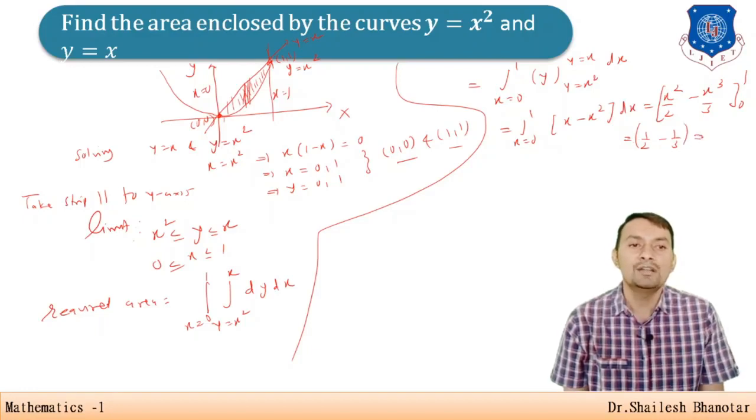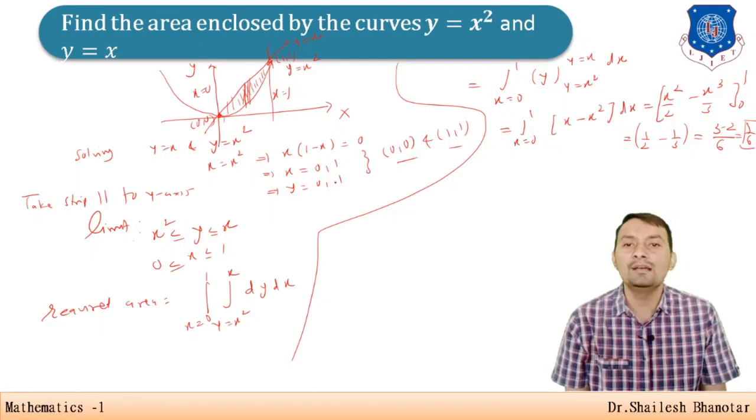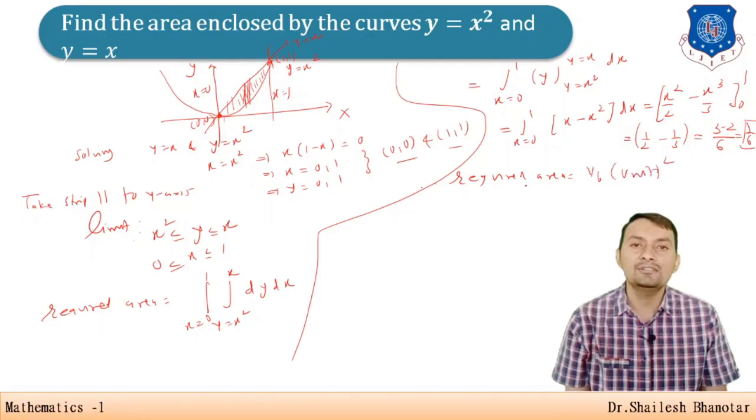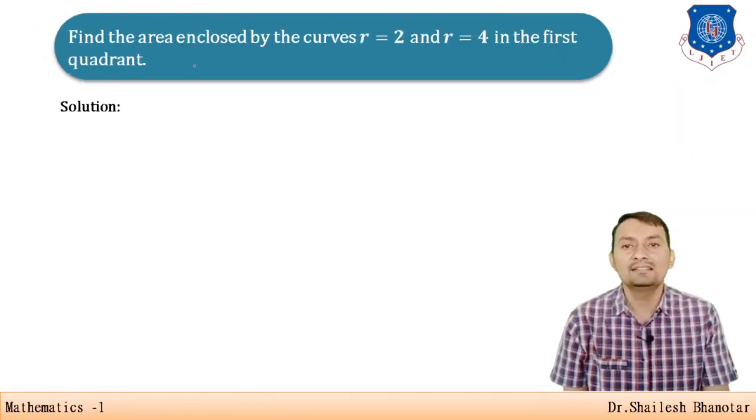When you simplify by taking the LCM, you get (3 − 2)/6, so 1/6. So you get the answer 1/6. The required area is 1/6 square unit, and that is your final answer. Let us consider another question.